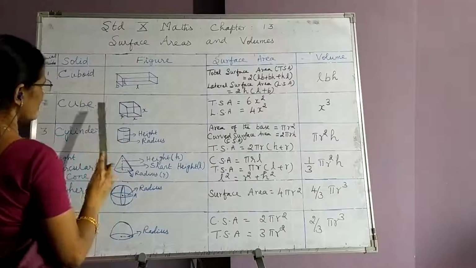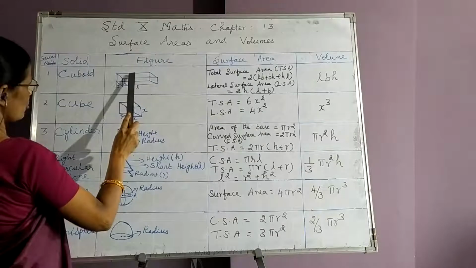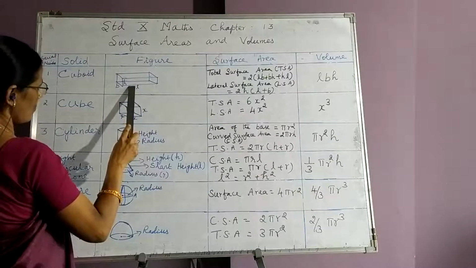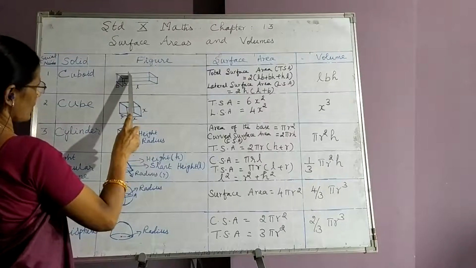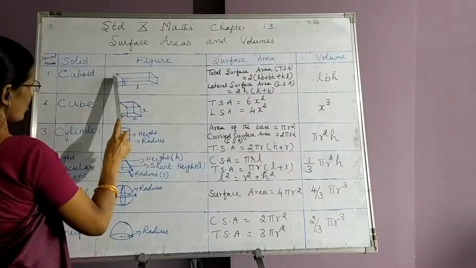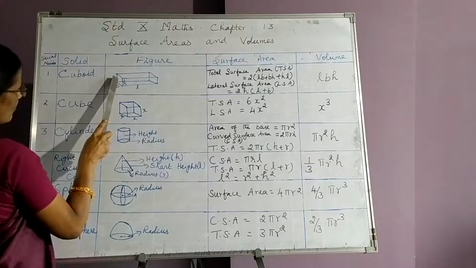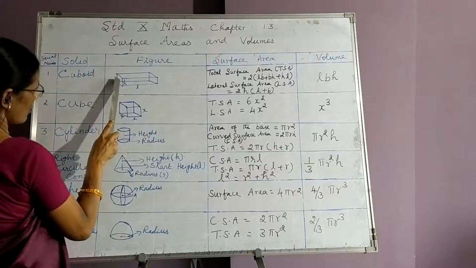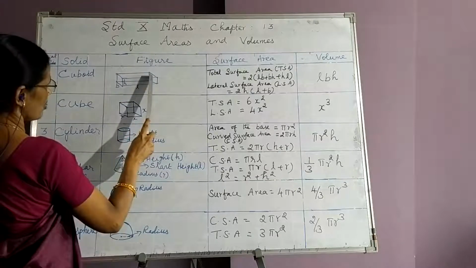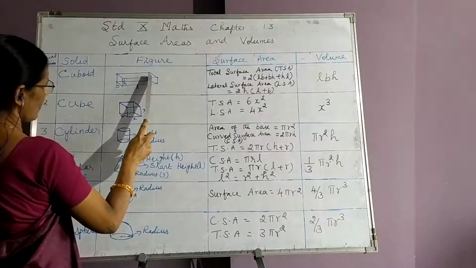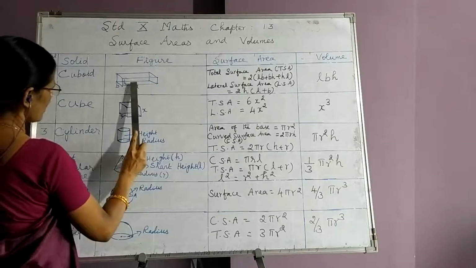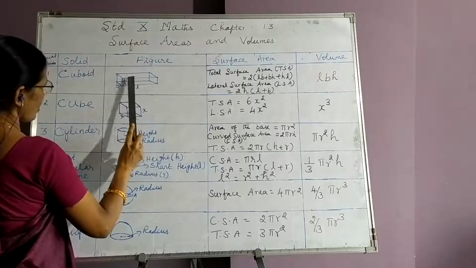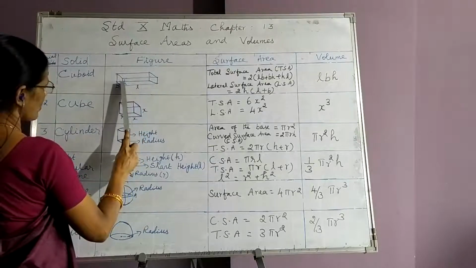When you find total surface area, it has a top and bottom. They have the same area, which is L into B. If you consider the sides, it is also in the form of a rectangle whose area is B into H. So here one B into H, here also one B into H becomes 2BH. Similarly, this is also in the form of a rectangle whose area is H into L.